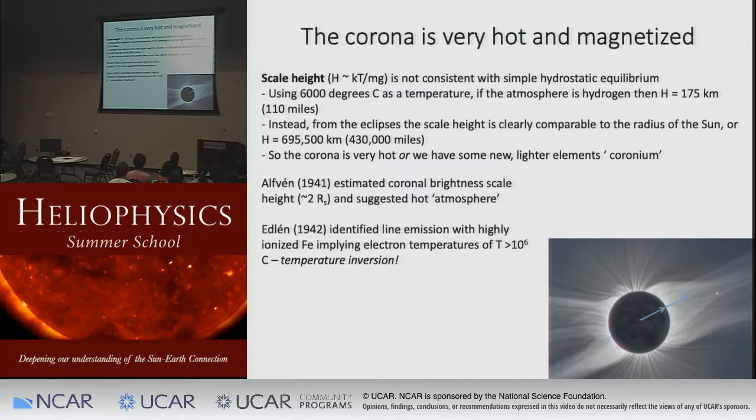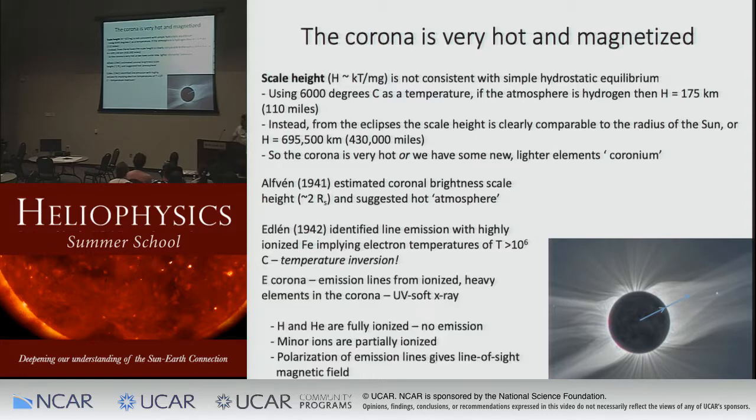And he came up with the scale height of a few solar radii, which is more correct, and this suggested a hot atmosphere. So he suggested that the solar corona was actually hot, not the same temperature as the photosphere. So already you see this temperature inversion problem emerging. And then in 1942, Alfven published the first measurements of line emission in the corona of highly ionized iron, which implied electron temperatures of millions of degrees. So at that point, we know that the corona is very hot, and we know it's magnetized.